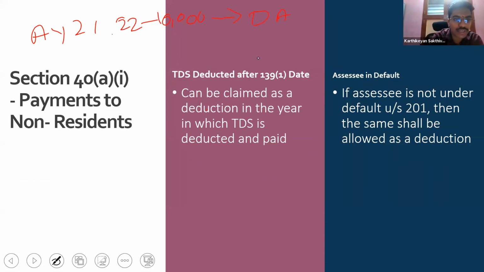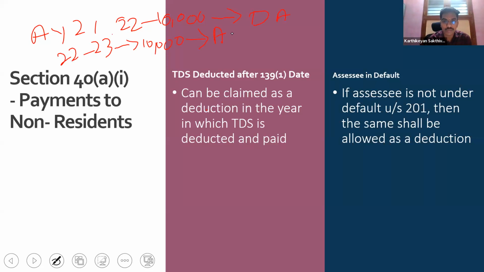Okay, so assessment year 22-23 la na enna pandren, 22-23 la for this 10,000 I am just paying the TDS. Ipo in the 22-23 la this entire 10,000 can be claimed as deduction. Okay va? So specifically எந்த இயர்ல TDS புடிச்சு கட்டுறியோ அந்த இயர்ல எக்ஸ்பென்ஸ் எடுத்துக்கோன்னு சொல்றான்.